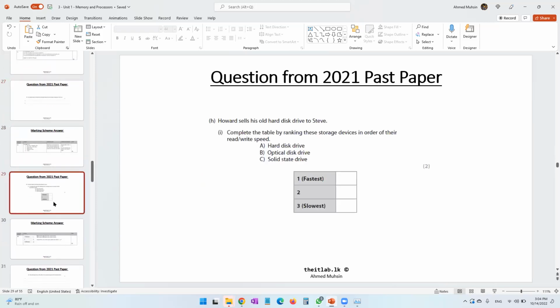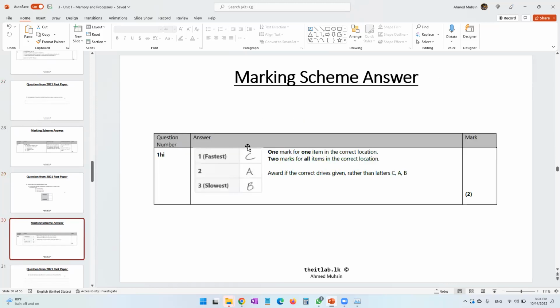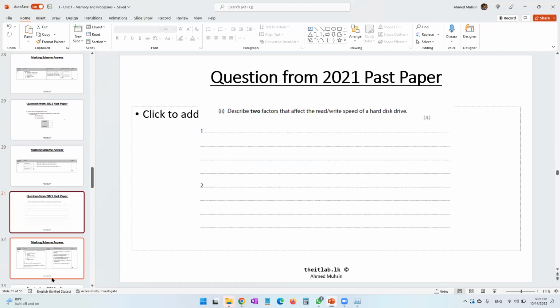There is another question which says Howard sells his old hard disk drive to Steve. Complete the table by ranking these storage devices in order of their read-write speed. So from these three, the fastest read-write speed will belong to SSD, solid state drive. Second, we would have hard disk drive. And then the slowest would definitely be the optical disk drive.